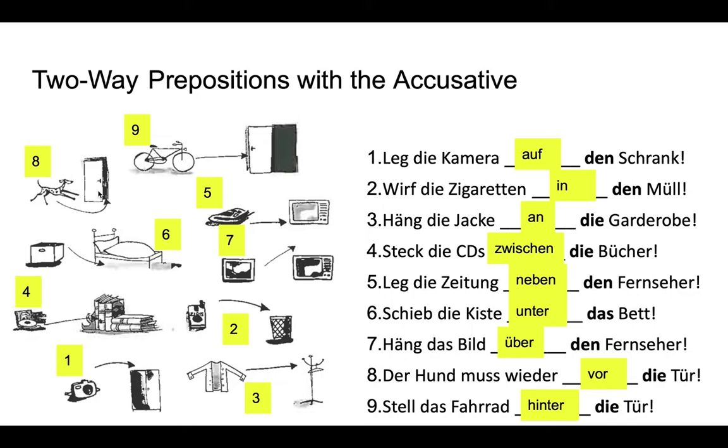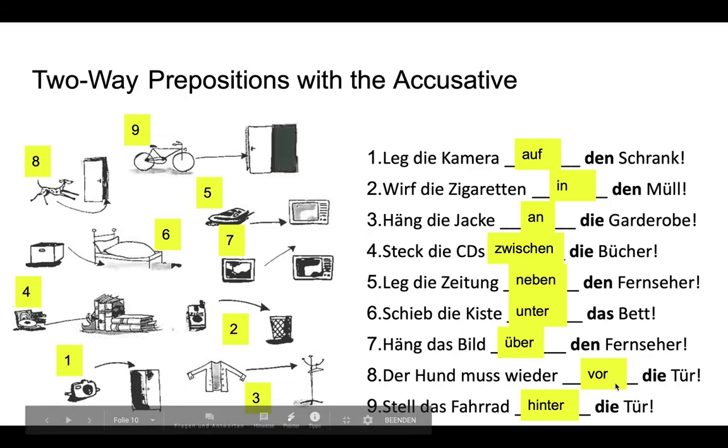Dog goes out in the yard. Und Nummer 9, stell das Fahrrad hinter die Tür, behind the door. For all of these, a good thing to notice is all of them are showing you arrows. That is, all of these two-way prepositions are showing you where something is moving to. And that's why all of these bolded articles are in the accusative case.